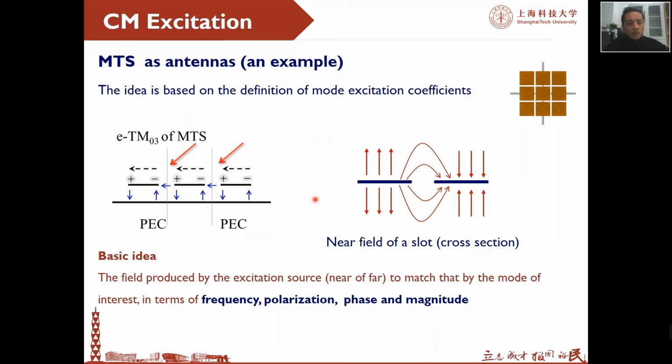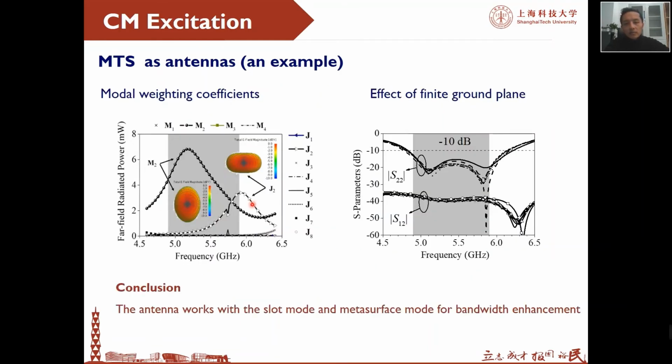So the optimum position should be where the normal E field changes direction. So we have 1, 2, 3, 4, 5. So in order to have a symmetric field distribution, we could put this slot just underneath the center patch.